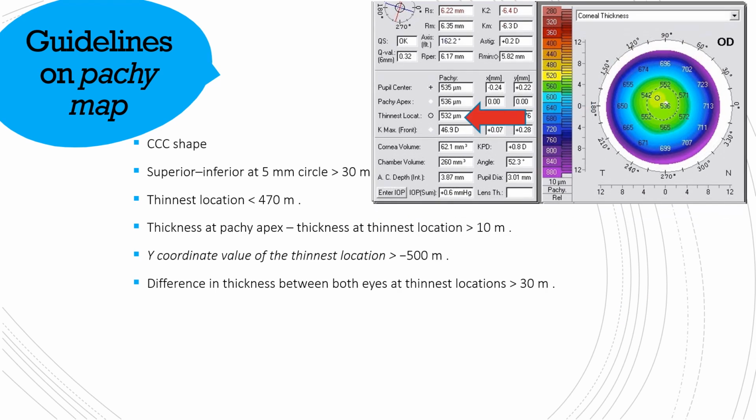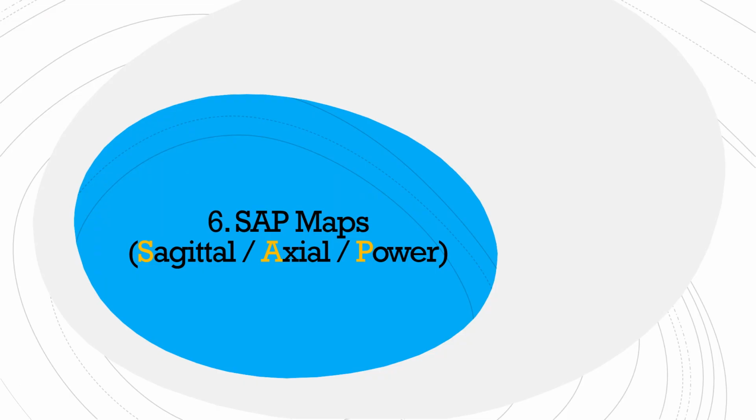Then finally, the thinnest location difference between the right and left eye should be less than 30 micron, so you need to look at both eyes. So these are the guidelines or parameters that you need to look at on the pachy maps. And after you have made up your mind on the elevation and pachy maps, you need to look at the SAP maps, which is sagittal or axial maps.